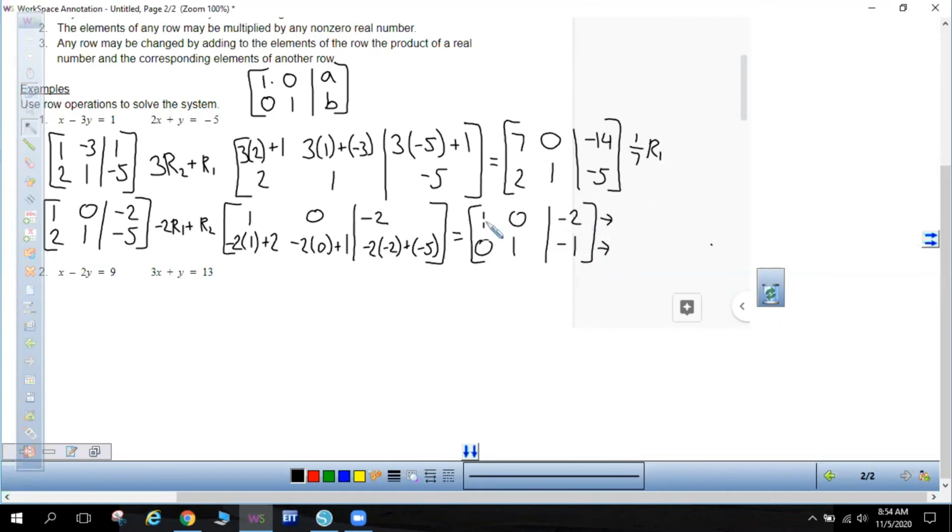So the first row becomes 1x, which when we have 1x, we can just write x, plus 0y, so we don't have a y term anymore, equals -2. The second row, we have 0x, so we don't have an x term for the second equation. We have 1y, so just y, equals -1.